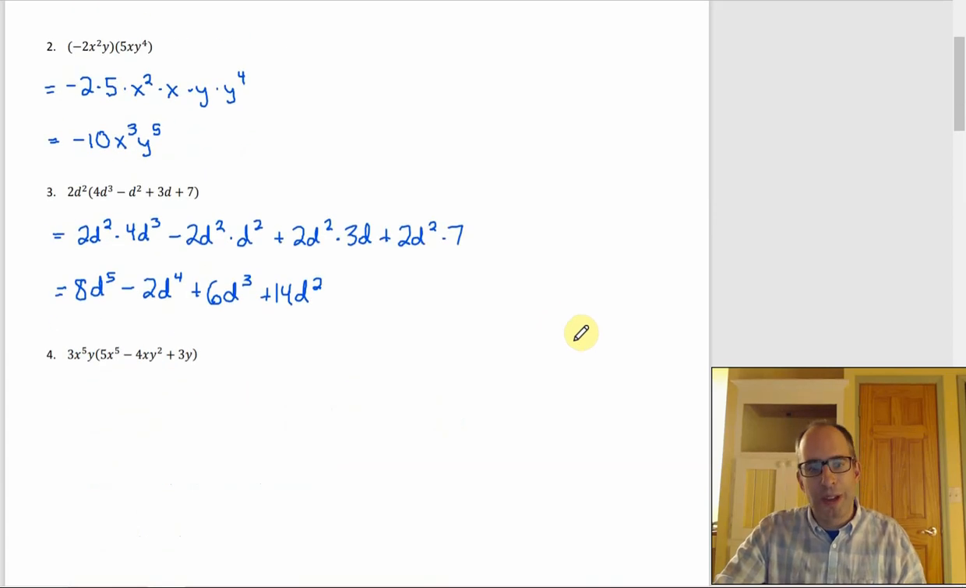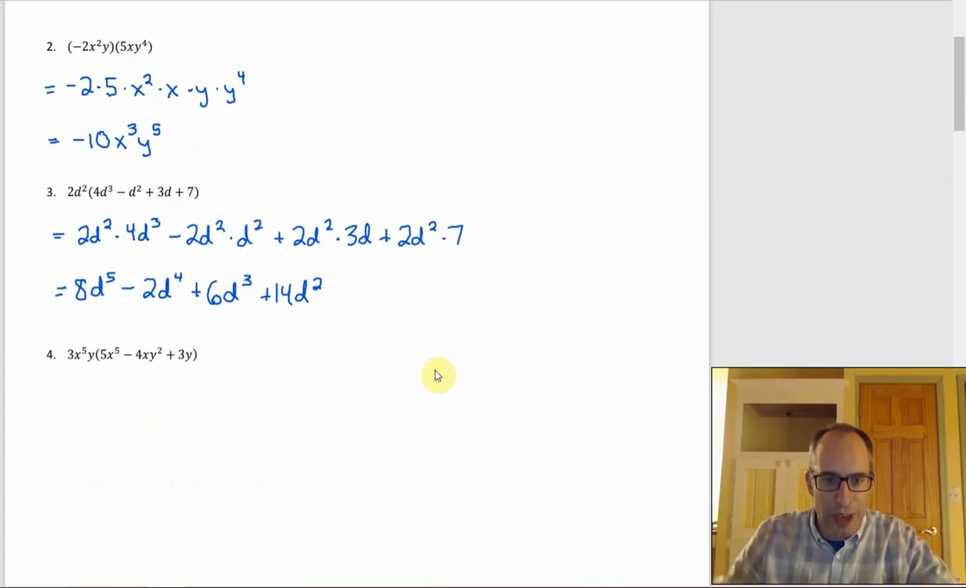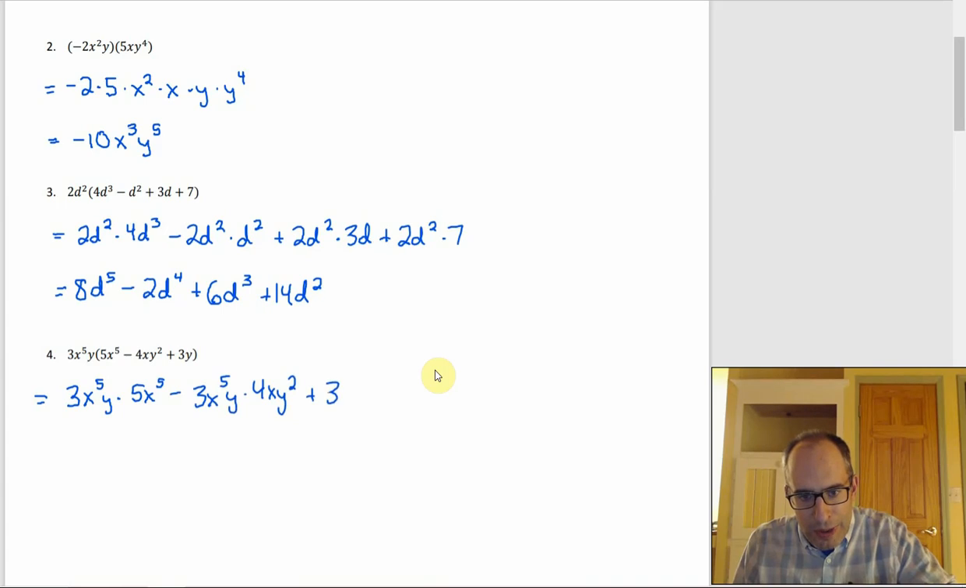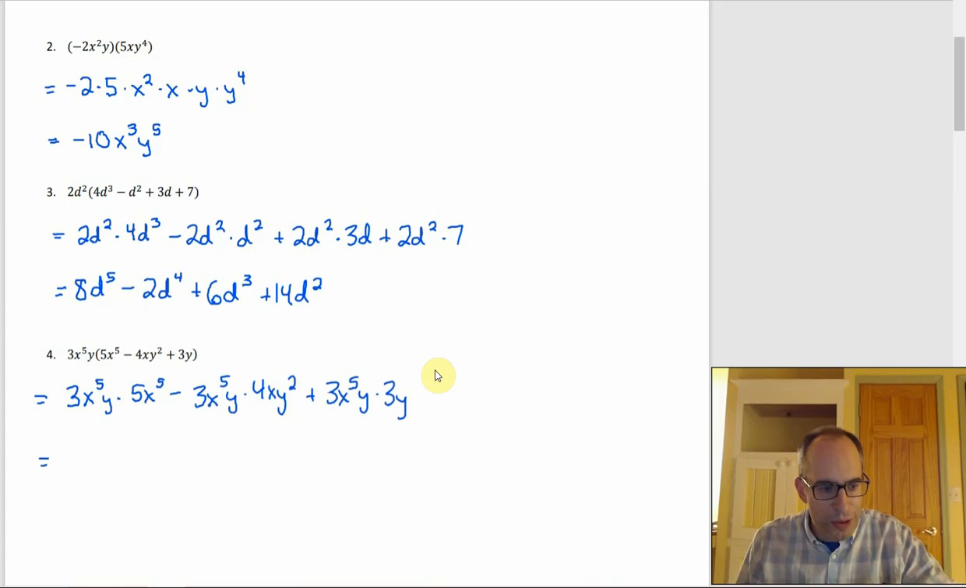All right, number 4 is like number 3, except that it has two variables. So we're going to distribute that 3x to the fifth y. So it equals 3x to the fifth y times 5x to the fifth, minus 3x to the fifth y times 4xy squared, and then plus 3x to the fifth y times 3y. And then we'll just simplify what we can with these terms. So 3 times 5, that's 15. Then x to the fifth, another x to the fifth. You can add those together. That's going to be x to the 10th. And then we do have a y in here as well. So 15x to the 10th times y. And then minus, let's see, 3 times 4 is 12. Then x to the fifth, and then an x to the first. 5 plus 1 is 6, so we have x to the 6th.